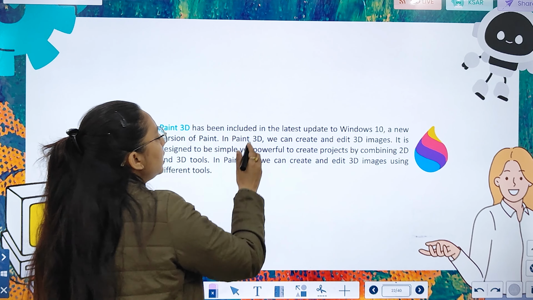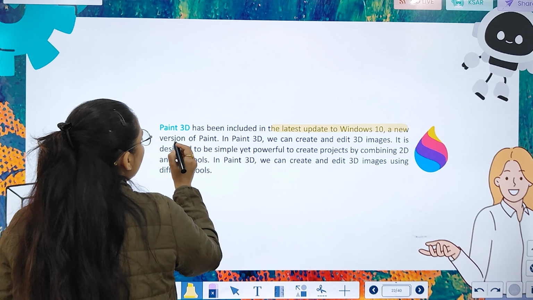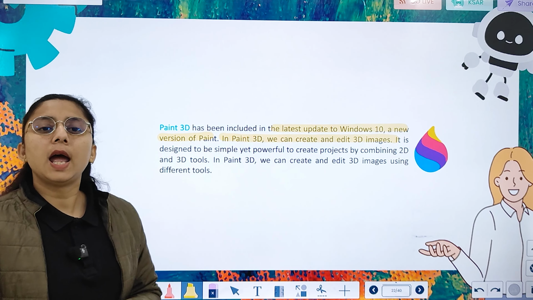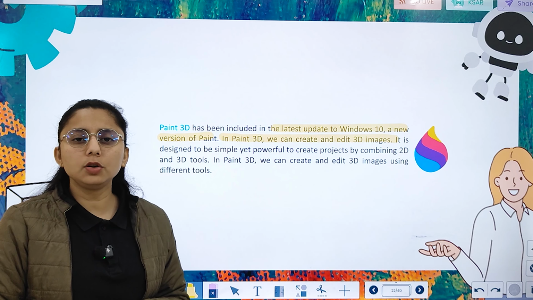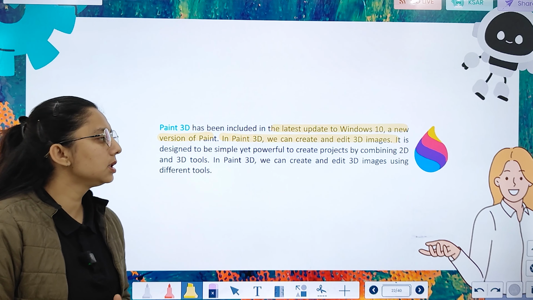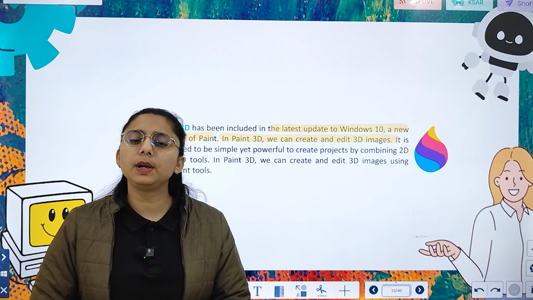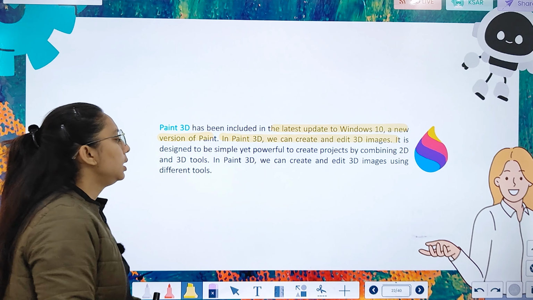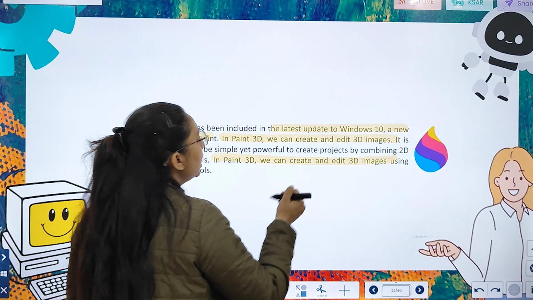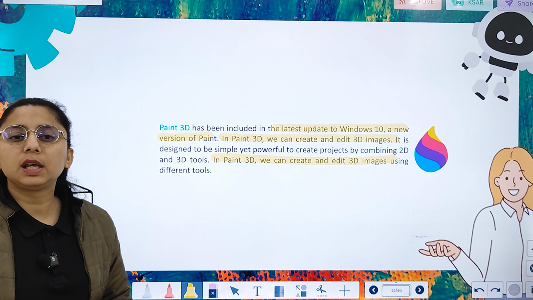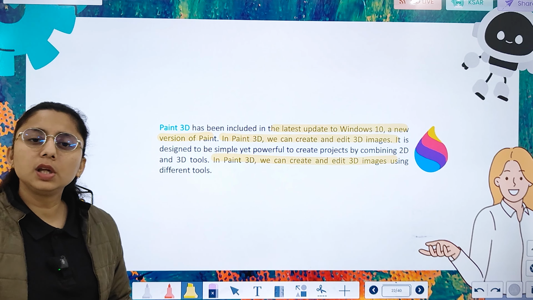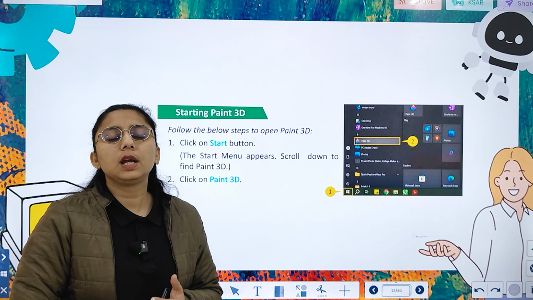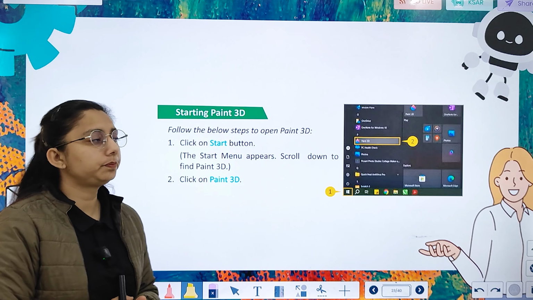So we can say that it has been included in the latest update to Windows 10, a new version of Paint. In Paint 3D, we can create and add 3D images. It is designed to be simple and yet powerful, so we can create projects by combining 2D and 3D tools. In Paint 3D, we can create and add 3D images using different tools, right? By using different tools, we can draw different types of images.